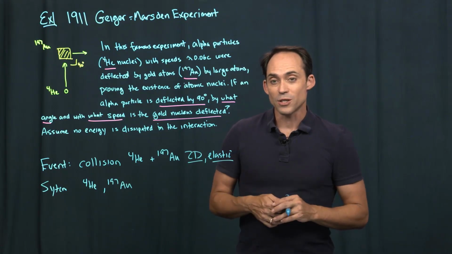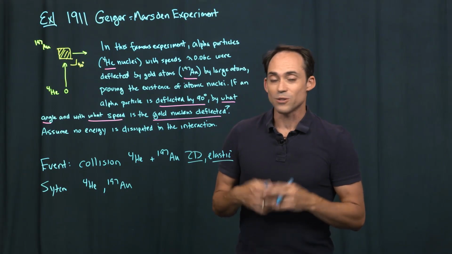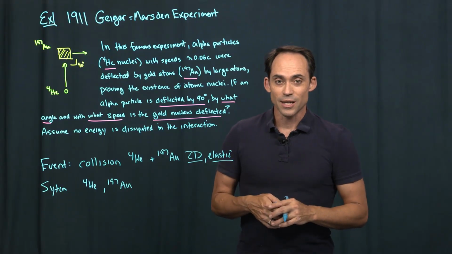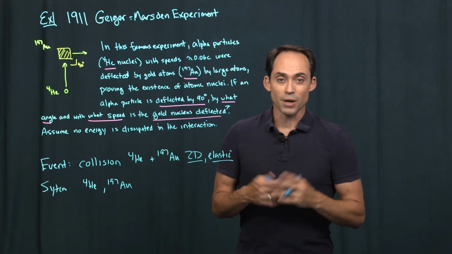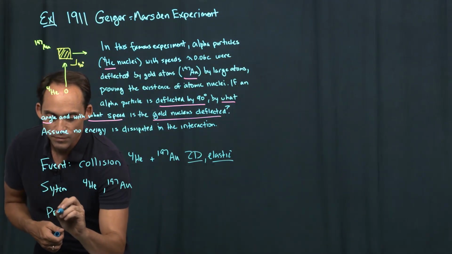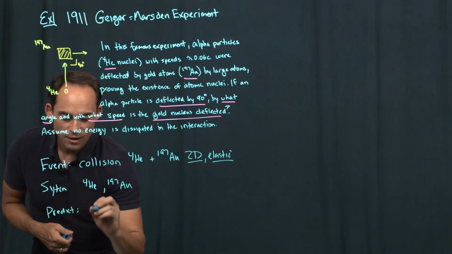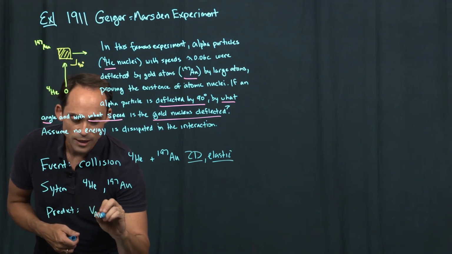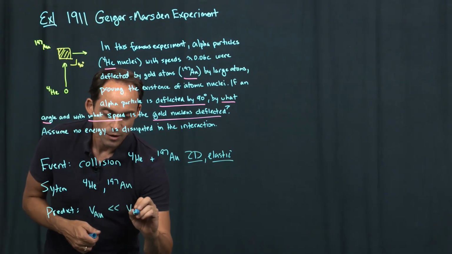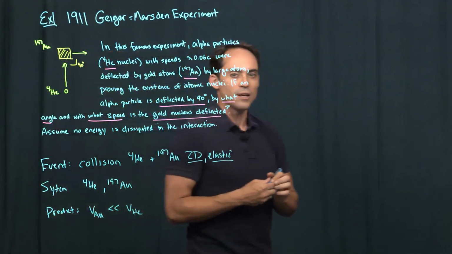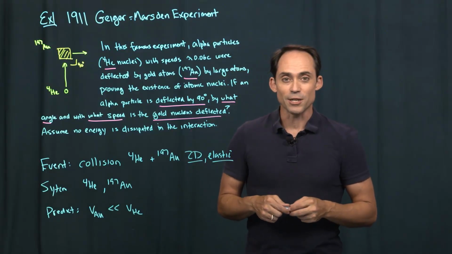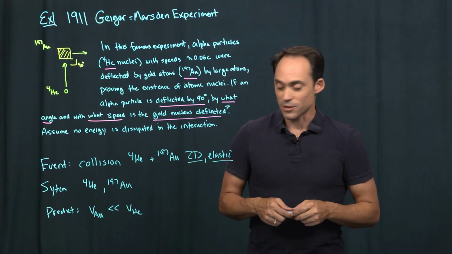Now in terms of predictions, we can think about the fact that this gold nucleus is a much, much heavier nucleus than the helium nucleus. So even though the helium nucleus is being deflected by a very large angle, we can make an assumption or a prediction that the speed of the gold nucleus after the collision is probably going to be very small compared to the initial speed of the helium nucleus. So we'll see if that prediction actually bears out when we go through our calculations.